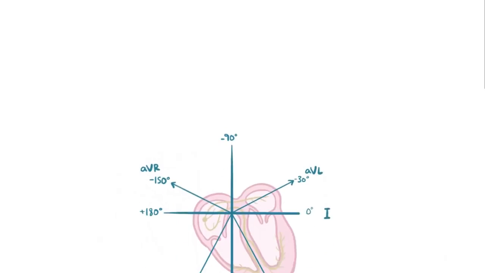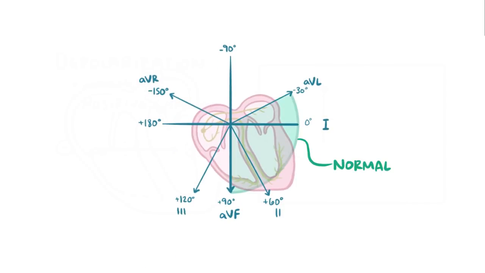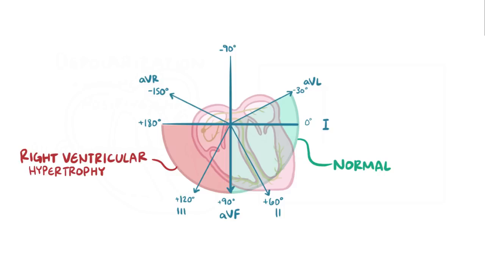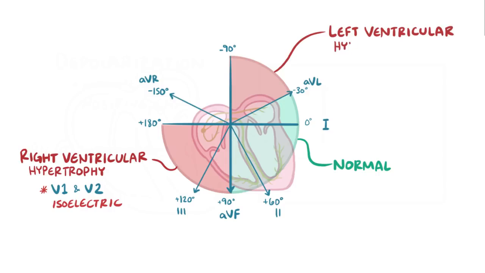Alright, as a quick recap, a normal heart axis is between negative 30 and plus 90 degrees. Right ventricular hypertrophy can cause the axis to be between plus 90 and plus 180 degrees, and can sometimes cause the V1 and V2 chest leads to appear isoelectric. Left ventricular hypertrophy can cause the axis to be between negative 30 and negative 90 degrees, and can sometimes cause the V5 and V6 chest leads to appear isoelectric.